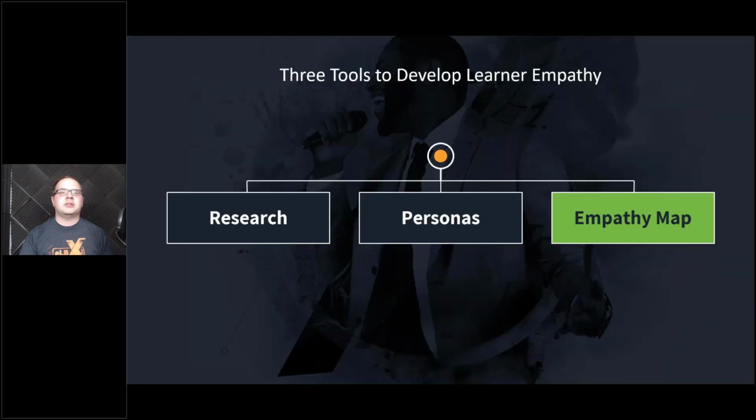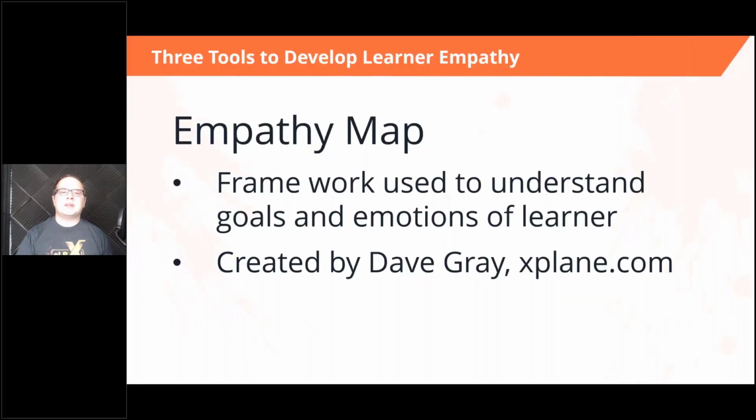The next thing that I want to talk about is another tool to develop empathy, known as an empathy map. An empathy map is a brainstorming framework used to understand the goals and emotions of a learner. And this was developed, I think, back in 2009-ish, by a company called XPLANE under the leadership of a guy named Dave Gray, to create this exercise. And really, the way that this exercise is meant to be carried out is by drawing the diagram that I'm going to show you on the next slide on a whiteboard, and collaborating as a team to answer a bunch of questions.